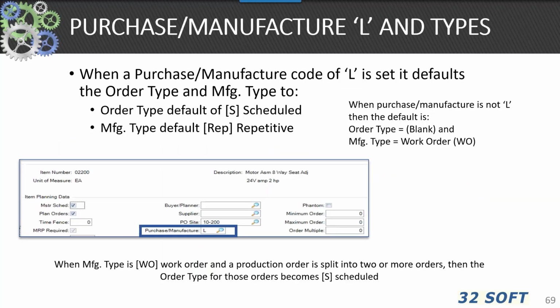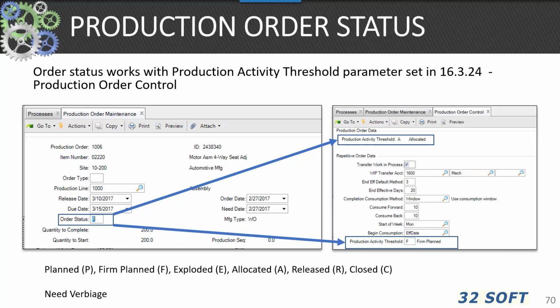The purchase manufacturer of L for line defaults the order type to S and the manufacturing type to R. If the purchase manufacturing is not L, then the default for order type is blank and the manufacturing order is WO. When work order type and production orders are split, then both orders become S's.